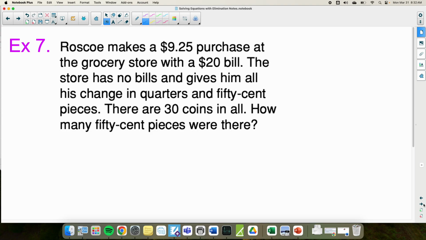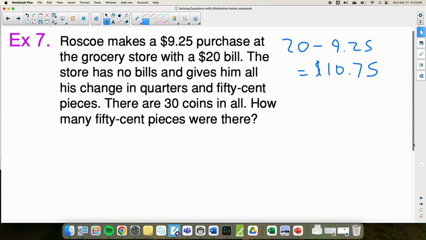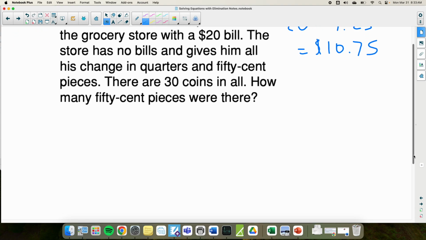So, in this case, you're finding the difference between 20 and 9.25 to find out how much change he's getting. So you can just subtract those. And that gives you $10.75. So we'll have Q be for quarters. And then F be for 50-cent pieces.